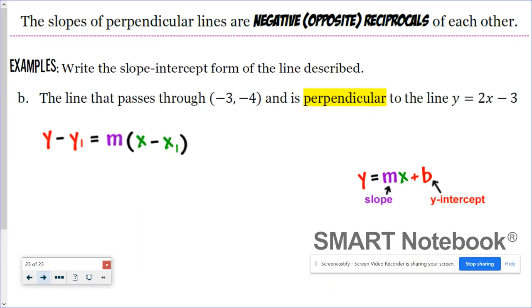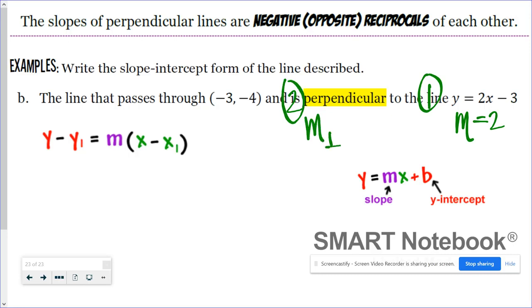So our turn. We want to find the line that passes through the point -3, -4, and is perpendicular to the line y equals 2x minus 3. So this one's actually kind of nice. I'm going to start over here with the given line, and the given line has a slope of 2. Now I want to write the equation of a perpendicular line, so I need the perpendicular slope. And the perpendicular slope is the opposite reciprocal. So that would make it -1/2. And then I can use the given point and point slope form to write the equation of my perpendicular line.